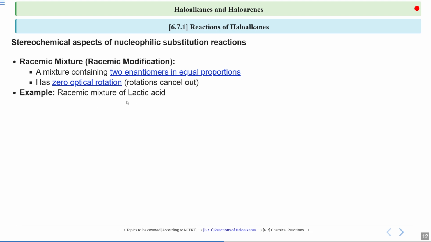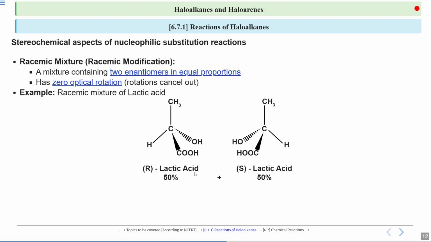For example, the racemic mixture of lactic acid. So we have this lactic acid where this is R lactic acid and this is S lactic acid. The two enantiomers are in equal proportions, 50% and 50%, in the same mixture. So that mixture is known as a racemic mixture. Two enantiomers in equal proportions, one cancels out the other's optical rotation. So the whole racemic mixture will have zero optical rotation.